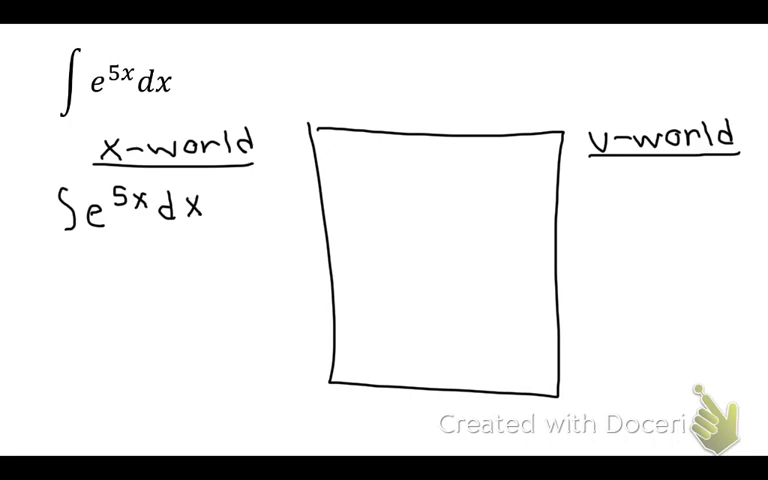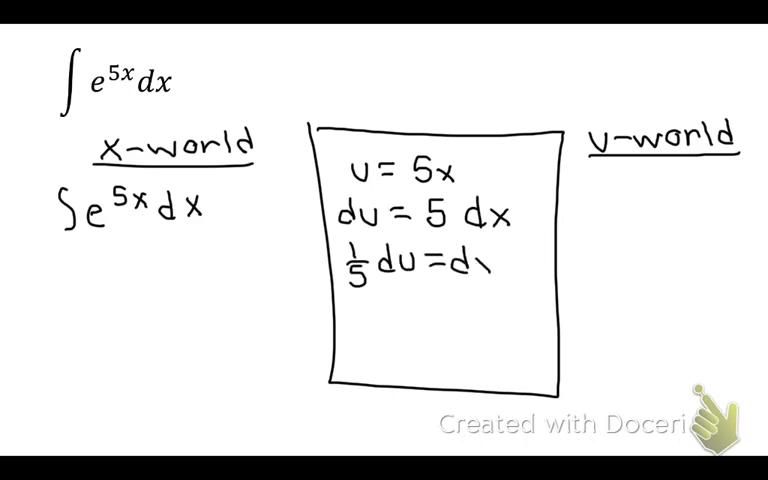Alright, our u in this case needs to be 5x because the differential will be du equals 5 dx. Now, if you look at the pieces we need to bring over, I don't need a 5 dx, I just need a dx. So I'm going to move that 5 over and get 1/5 du equals dx.